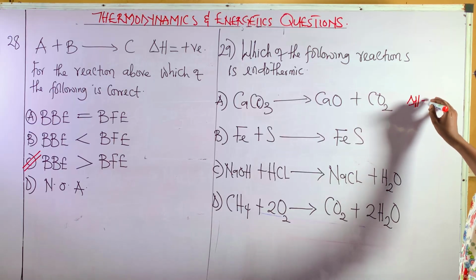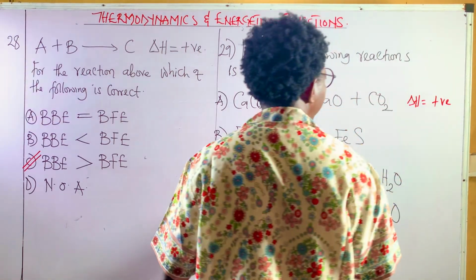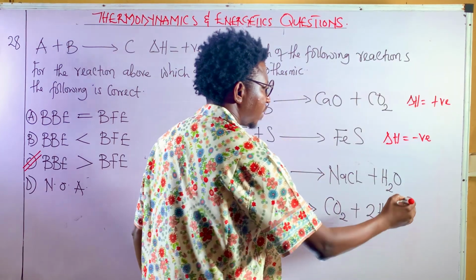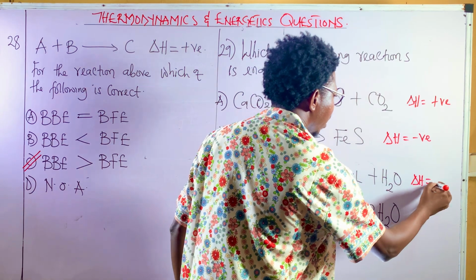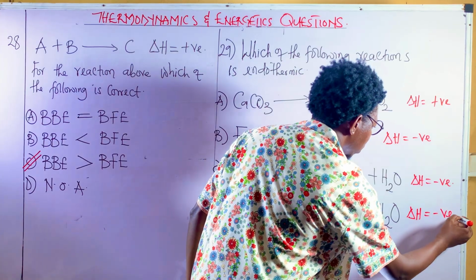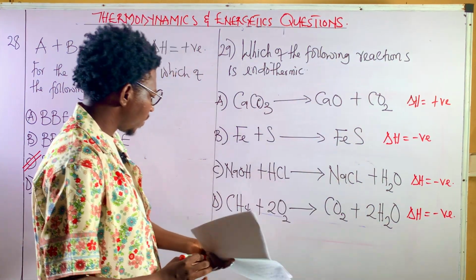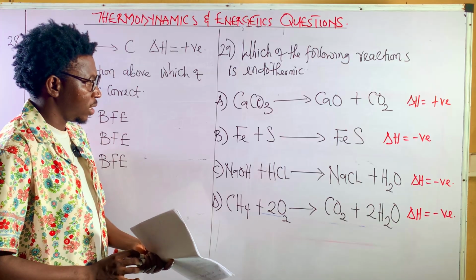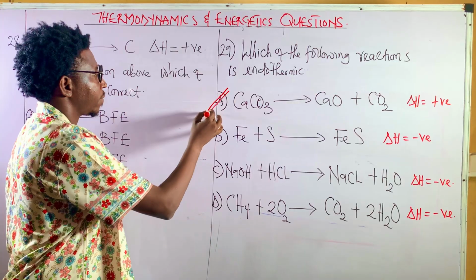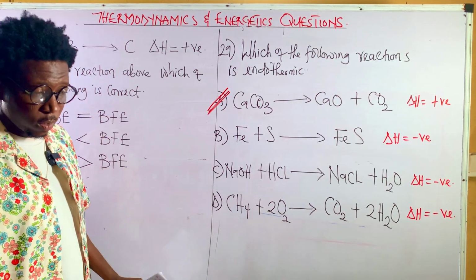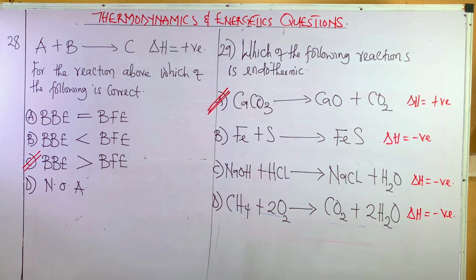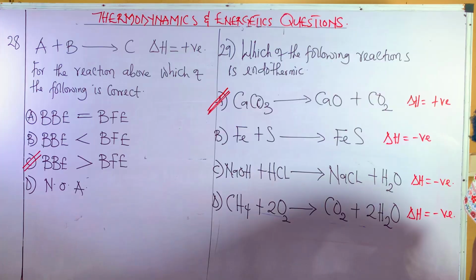So delta H for this reaction here is positive. Delta H for this reaction here is negative. Delta H for this reaction here is also negative. Delta H for this reaction here is negative. So the answer is not D, is not C, is not B, but the answer is option A. Good. So can I clean the board? Because I want to clean everything now. So we'll move to the next question.